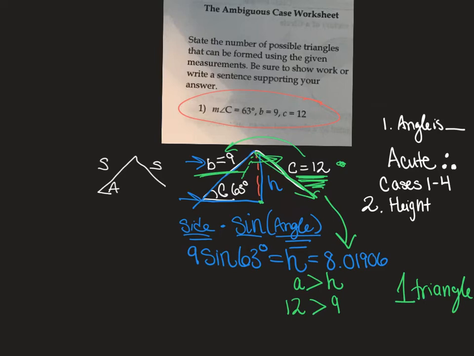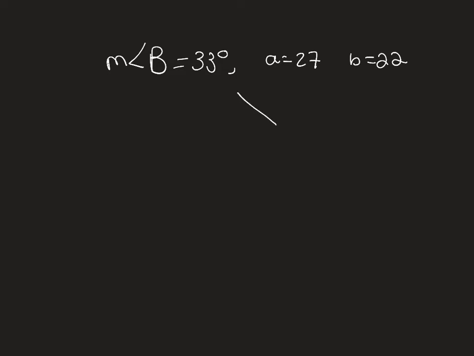So let's try another one. Let's try number 2 on page 69. So it tells me that the measure of angle B equals 33 degrees, A equals 27, and side B equals 22. So again, always side, side, angle. So this angle in here, which we're going to call B, is going to be 33 degrees.